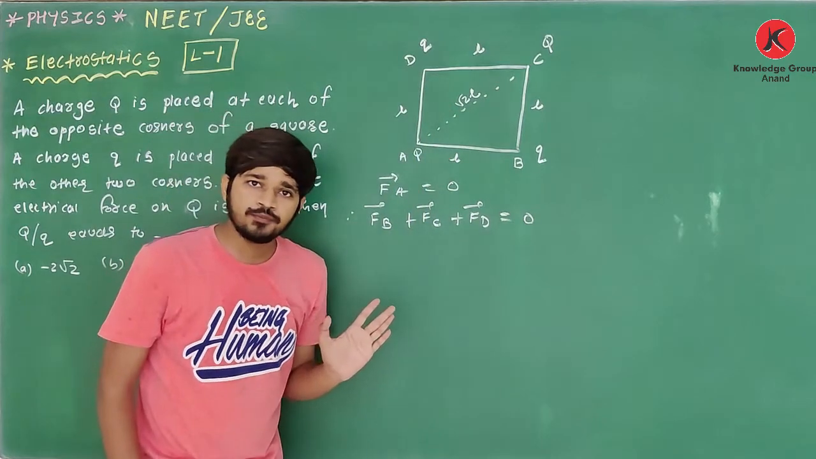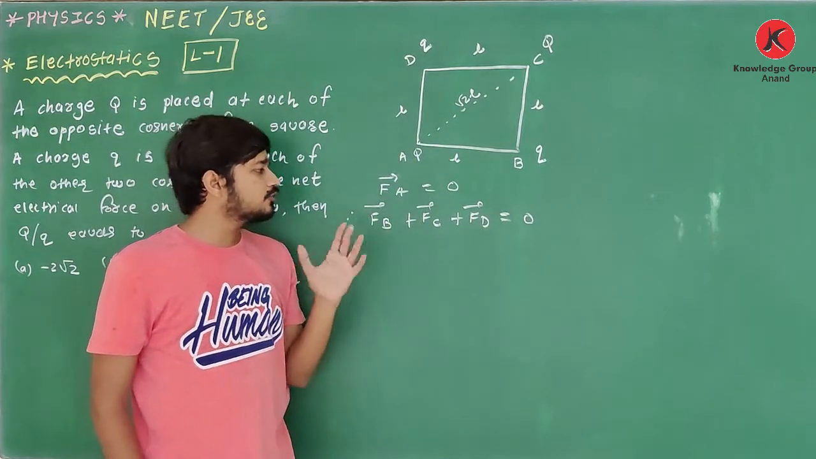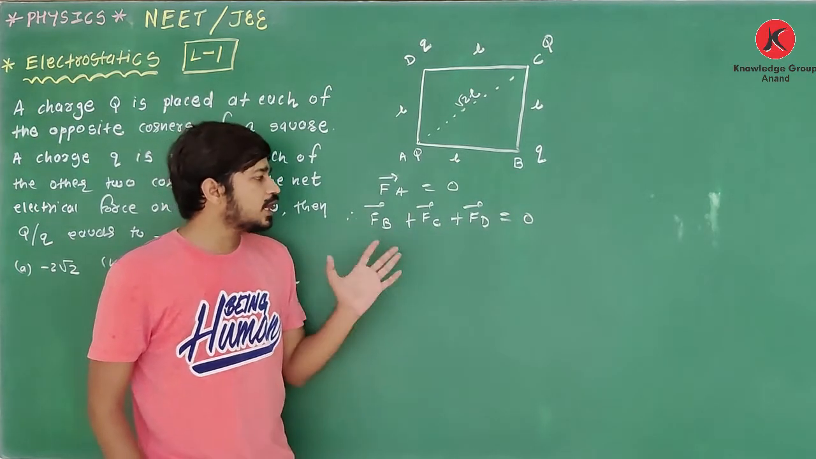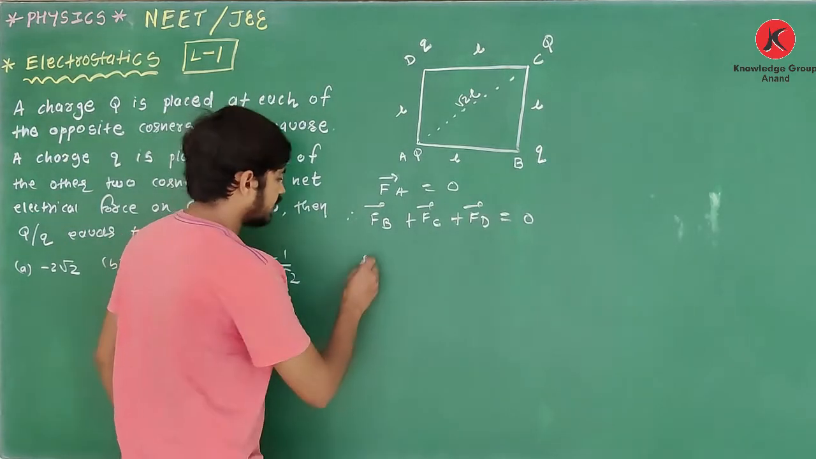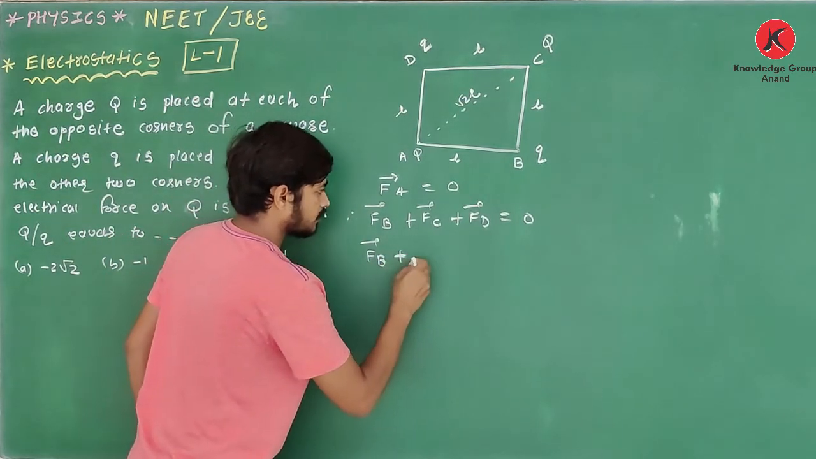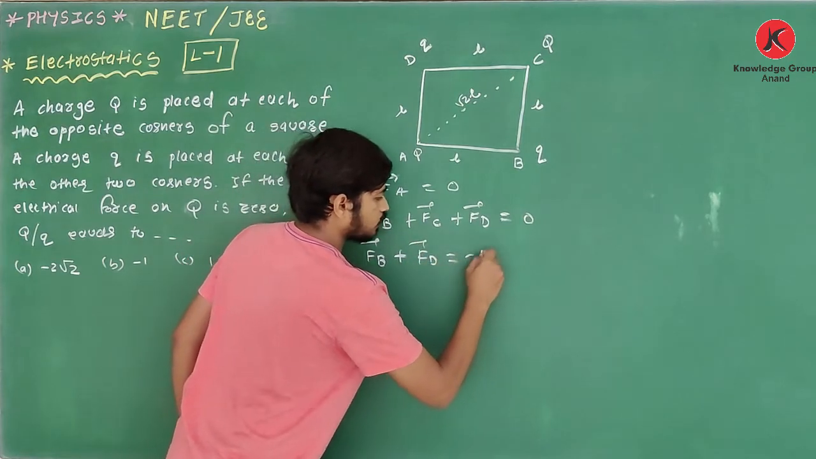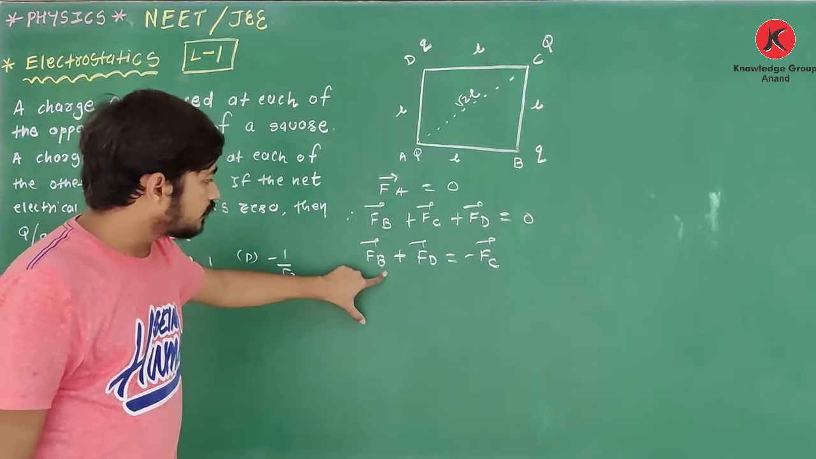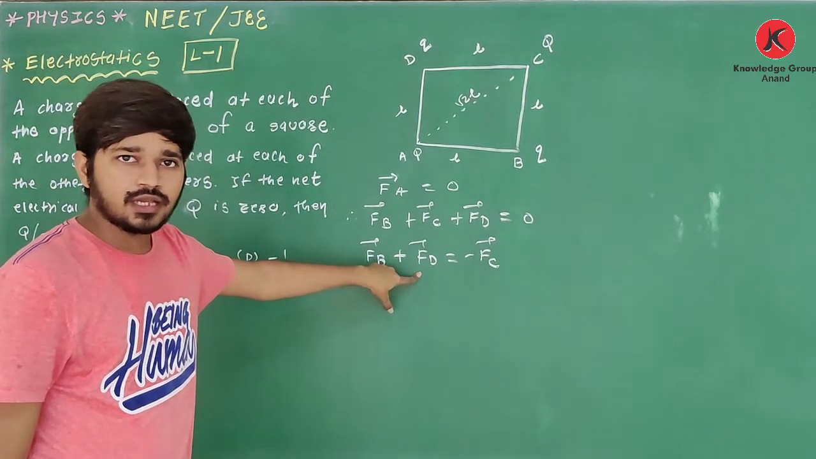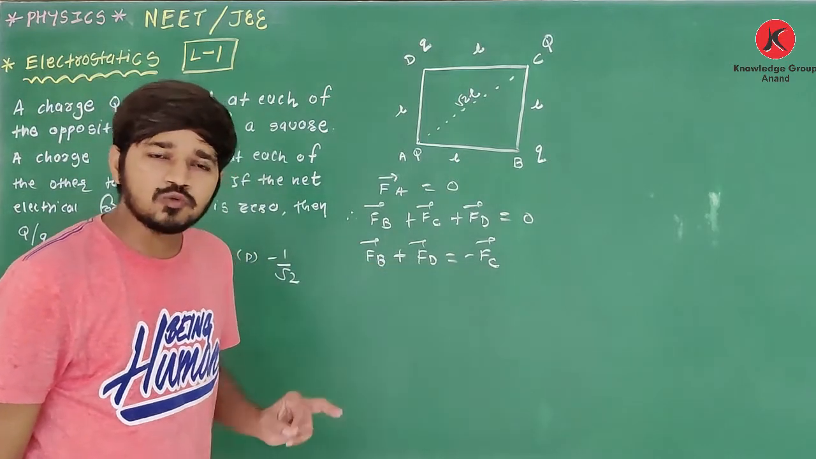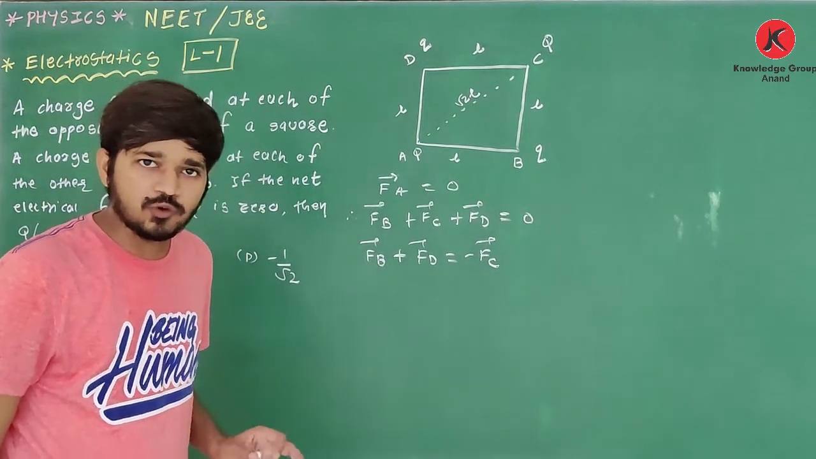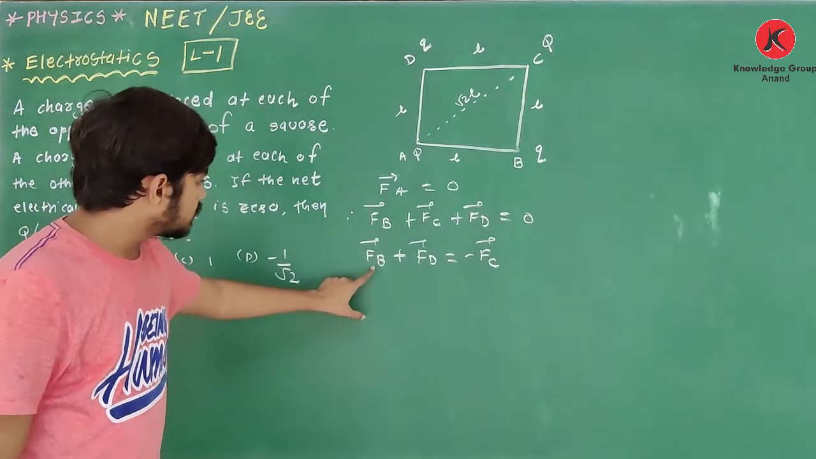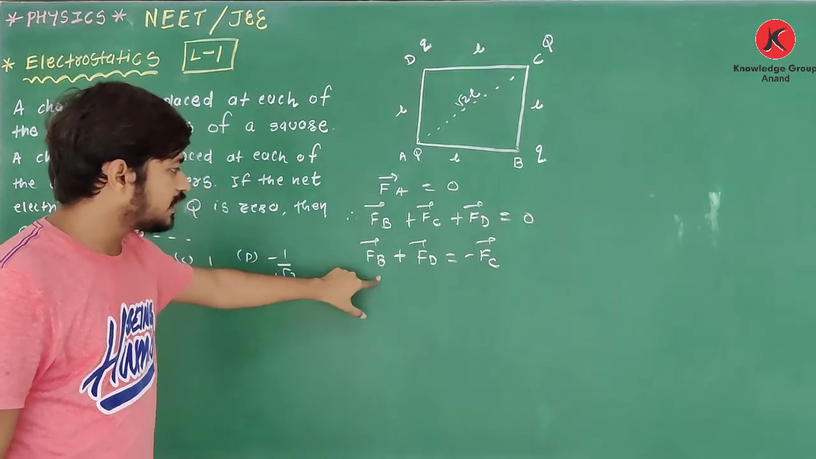Okay. Now force acting on this Q is 0. It means FB plus FC plus FD is equal to 0. So yes, if I want to write this equation, how to write? I can write this equation as FB plus FD is equal to minus FC. Means the resultant of FB plus FD and FC, they are of equal magnitude but in opposite direction. Clear about this?